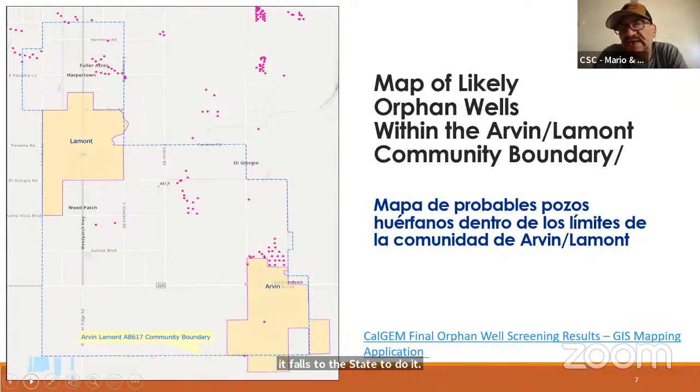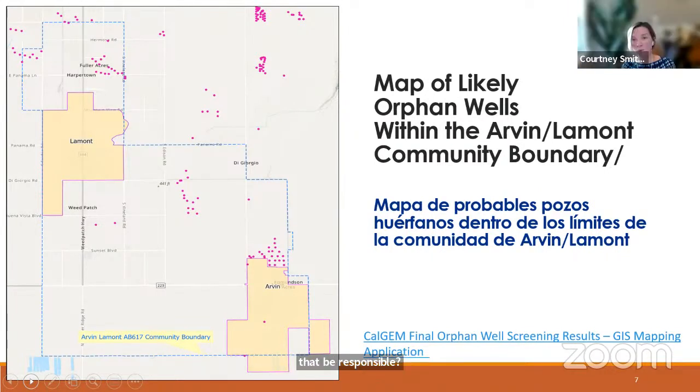On the rules and regulations and the boundaries of the rules on the wells, what is it? I mean, if something goes wrong, who's going to be responsible? That's what I want to know. If something goes wrong with an orphan well?